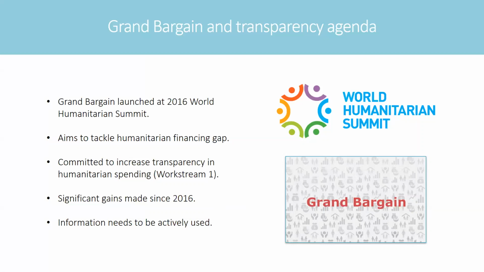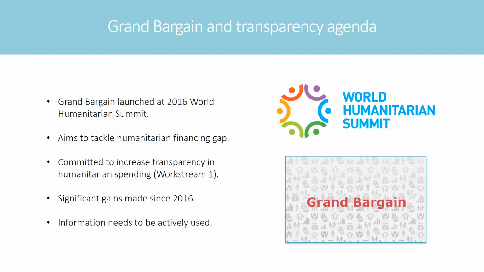One of these areas was greater transparency, which is workstream 1, and this workstream is co-convened by the Dutch government and the World Bank. So since 2016, significant gains have been made in the transparency agenda, including an increase in the publication of humanitarian-related data, and more recently, the development and launch of a humanitarian dashboard. However, the full potential of more transparent humanitarian information is yet to be realised. This information still does need to be actively used to assist decision-making on the ground.